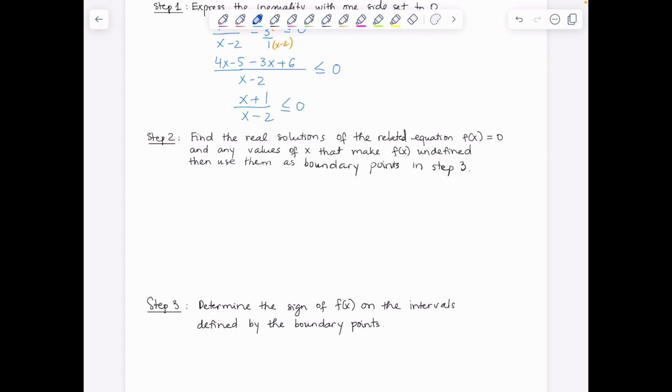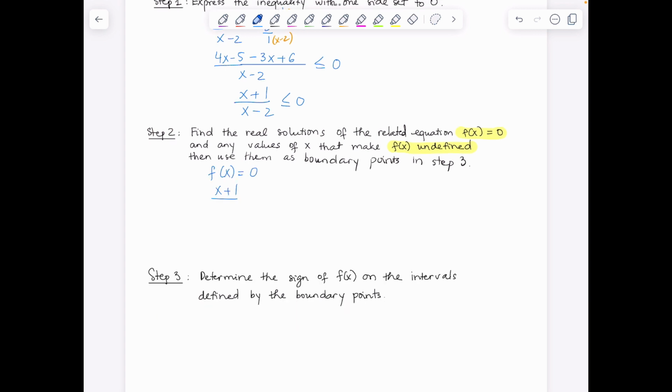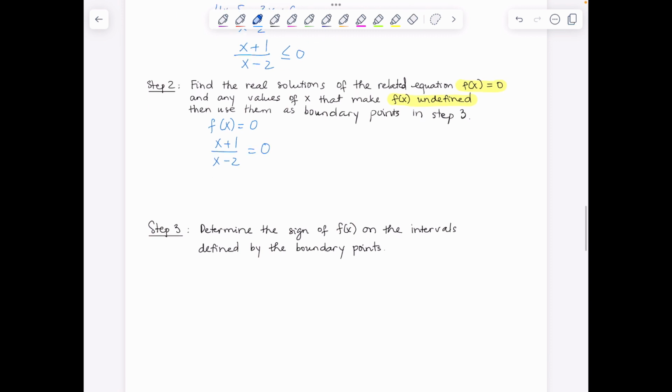Step 2, find the real solutions of the related equation f of x is equal to 0 and any values that make f of x undefined. So we're going to look into f of x is equal to 0 first. So that's x plus 1 over x minus 2 is equal to 0. A fraction is equal to 0 if and only if the numerator is 0. So x plus 1 must be 0. Therefore, x is equal to negative 1. Now we need to look into when f of x is undefined.